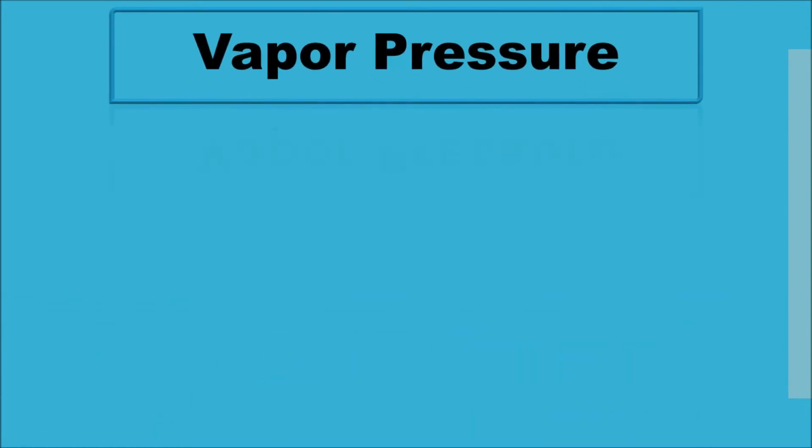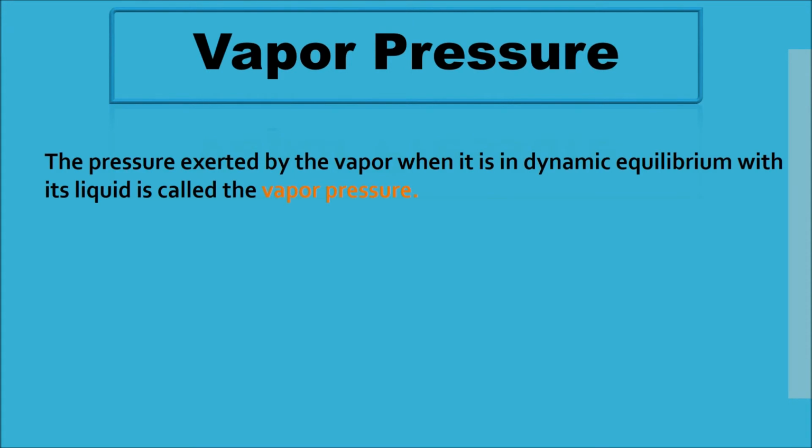The other situation that we would like to talk about is vapor pressure. The vapor pressure is described as the pressure exerted by a vapor that is in dynamic equilibrium with its liquid. So, the higher the vapor pressure, the more volatile the liquid.